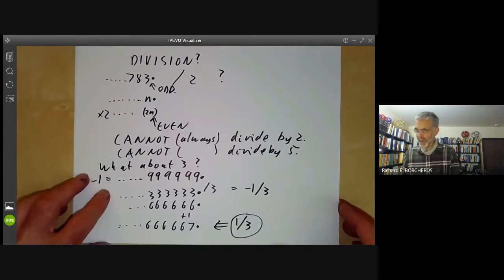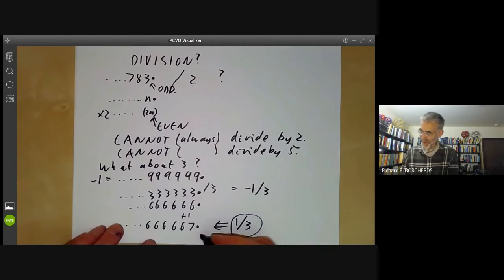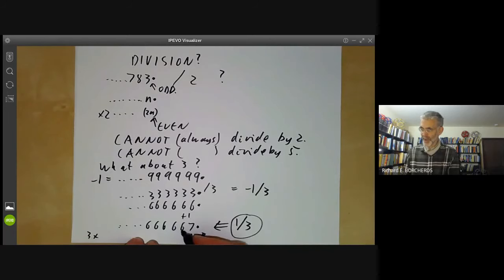And if you don't believe me, let's try multiplying it by 3. So let's take 3 times this. Well, 3 times 7 is 21, gives us a 1, carry 2. 3 times 6 is 18, plus 2 is 20, carry 2. 3 times 6 is 18, plus 2 is 20, carry 2, and so on. So we do indeed get the 10-adic integer 1 if we multiply this by 3.